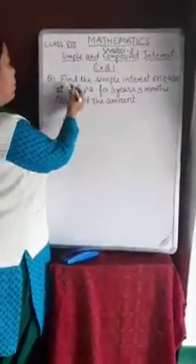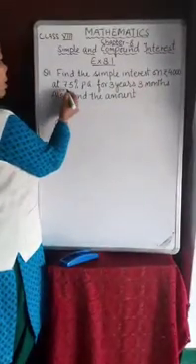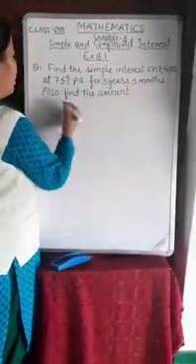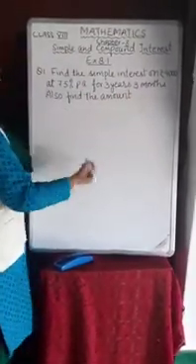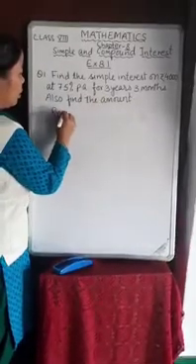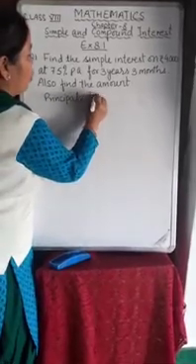Now I am taking question number 1 of exercise 8.1. In this question, find the simple interest on ₹4,000 at 7.5% per annum for 3 years, 3 months. Also find the amount. So here if you see the question, principal is given equal to ₹4,000.